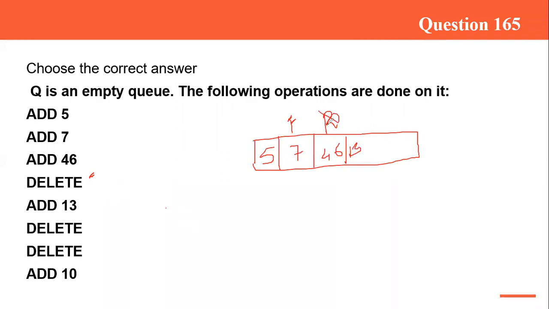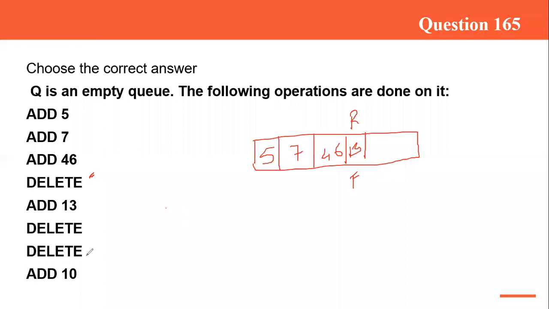That means rear will move from here to here. Rear is at 13 right now. I'll erase this. Now, after that, what am I doing? I'm doing delete, delete twice. When I delete the current element, 7 will be deleted, front will come here. When I delete 46, front will come to 13. I'm just writing it below, not a problem. So front is at 13, rear is at 13 right now.